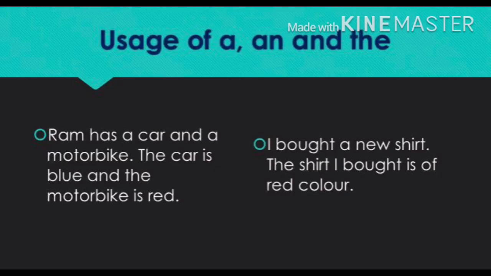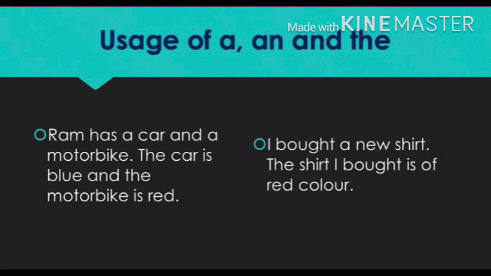Now let's understand usage of a and the with the help of example. Ram has a car and a motorbike. The car is blue and the motorbike is red. In the first sentence, we used a with car as well as motorbike because we are talking about general car or motorbike, not any specific one.